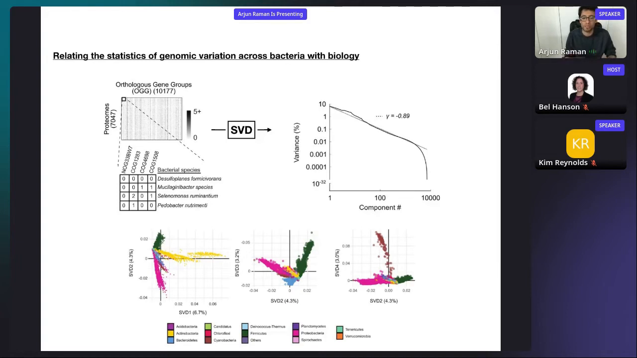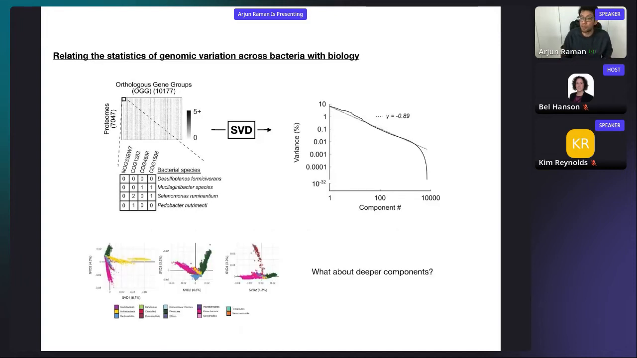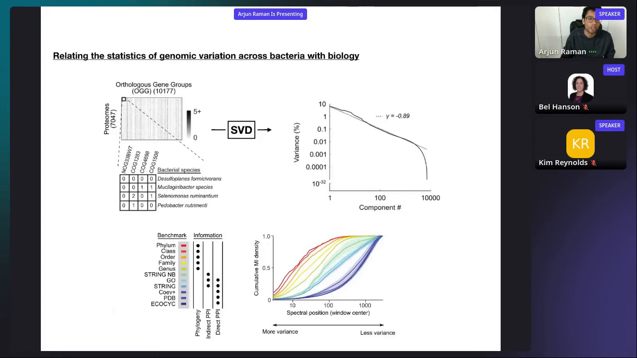So there's a substantial amount of variance left in the spectrum that remains unexplained by just looking at the top components. And so what we wanted to do was then ask, well, what about deeper components? Is there any biological information contained beyond component 4? So I'm summarizing a lot of data here, but this is what we found. As we went down the spectrum, we asked how much mutual information is there between the position in the spectrum and information contained in these benchmarks.